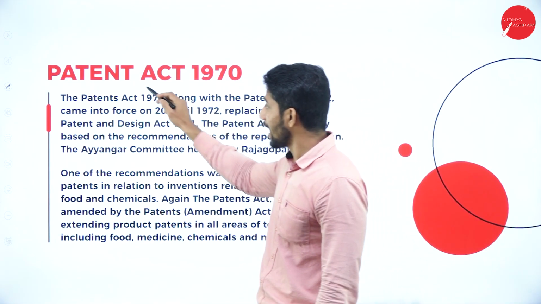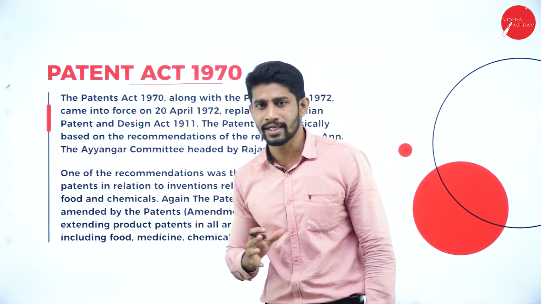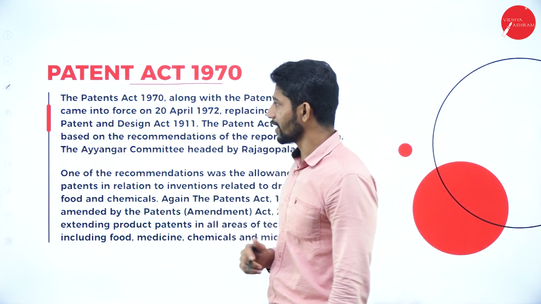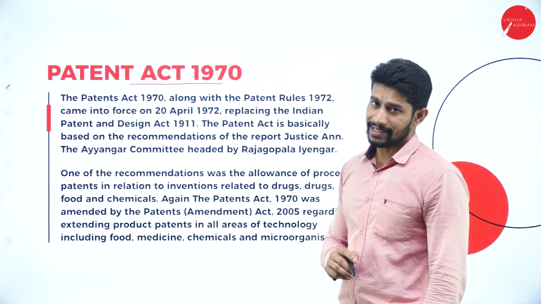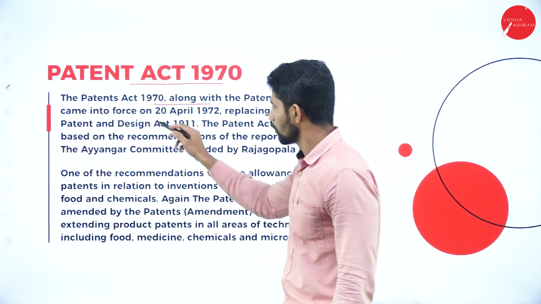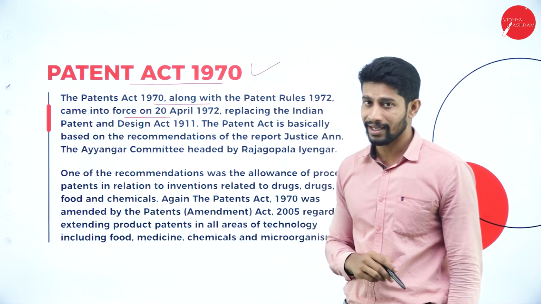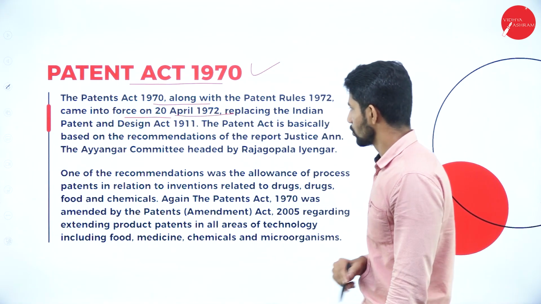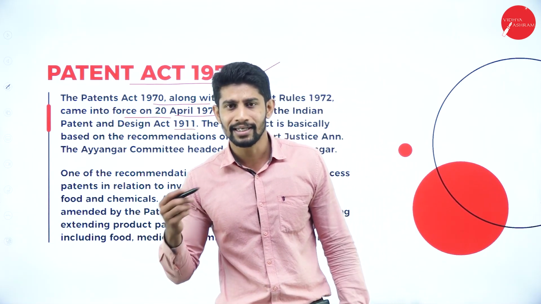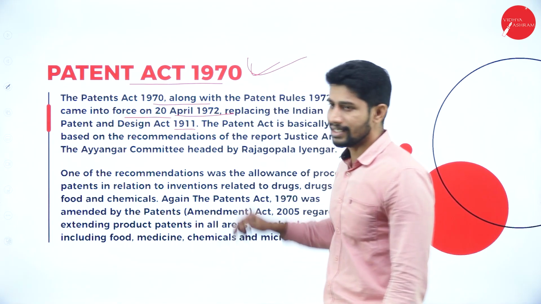Next, the Patent Act 1970. What is this Patent Act? Now we know in general what a patent is, on what they give patents, and that every test must be cleared. Next, the exact meaning of the Patent Act 1970. The Patent Act 1970, along with the Patent Rules of 1972, came into force on 20th April 1972. The Act was passed in 1970 and came into existence in 1972, replacing the Indian Patents and Designs Act of 1911.